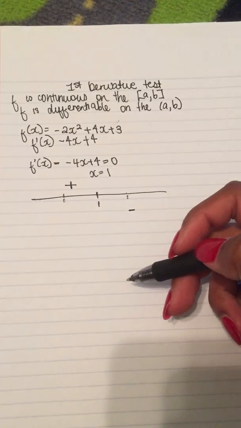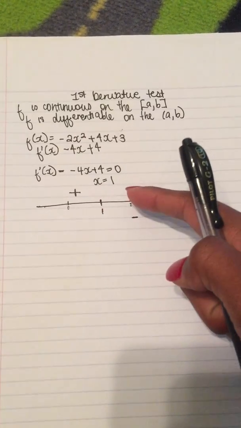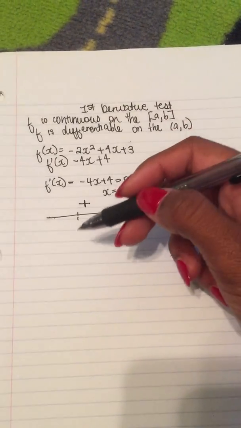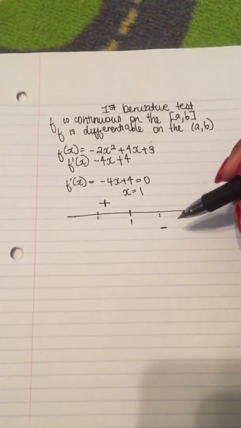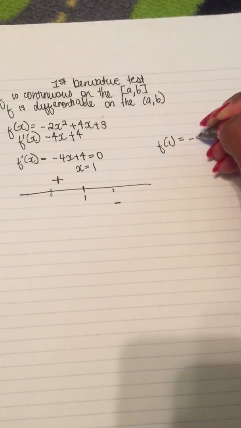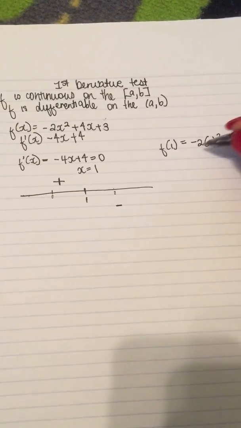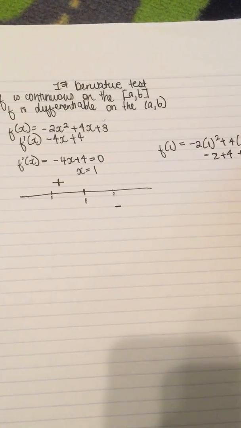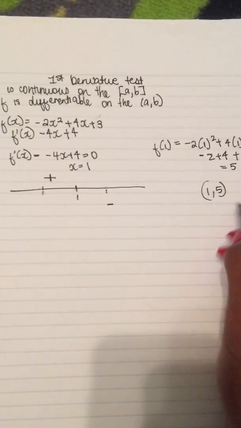So when we do this, we plug 1, our critical point, back into the original function to find our maximum or our minimum. In our case, this is a maximum point because it goes from positive to negative. So f of 1 is equal to negative 2 times 1 squared plus 4 times 1 plus 3, which is negative 2 plus 4, which is 2, plus 3, which is 5. So our point is (1, 5). That is our maximum point.